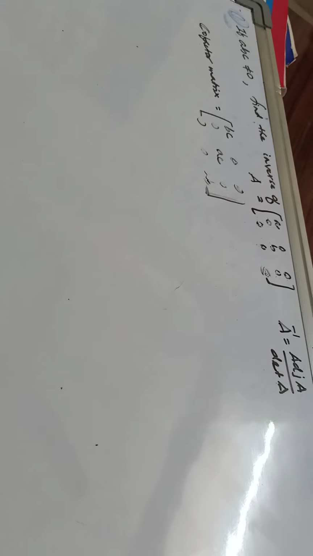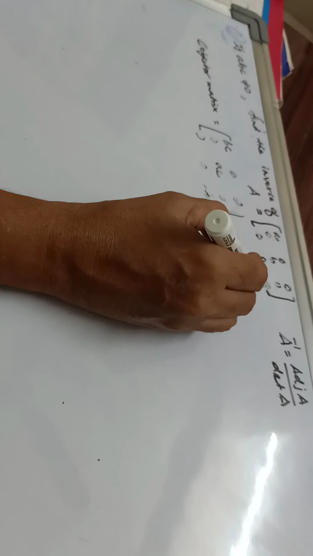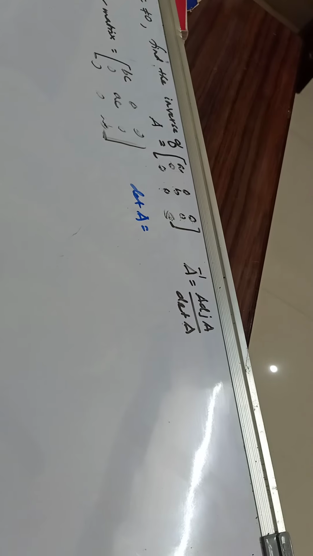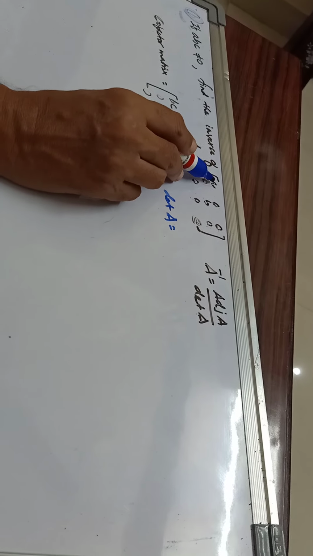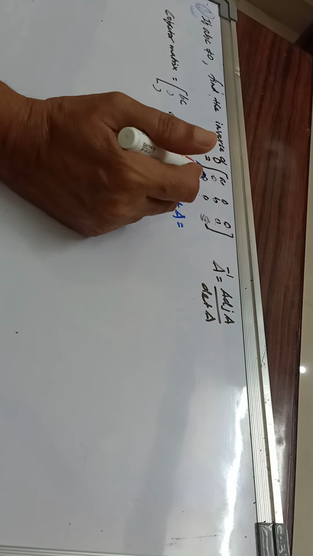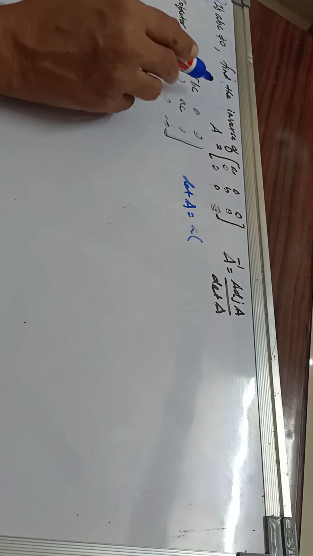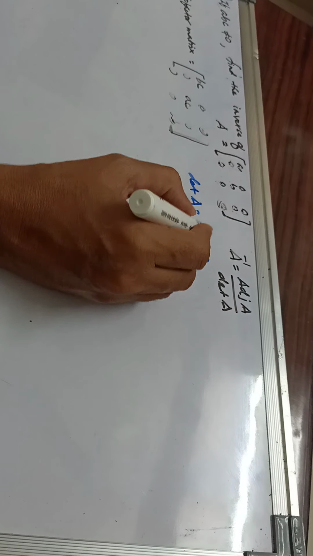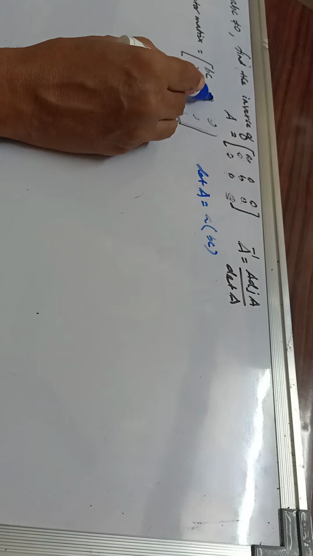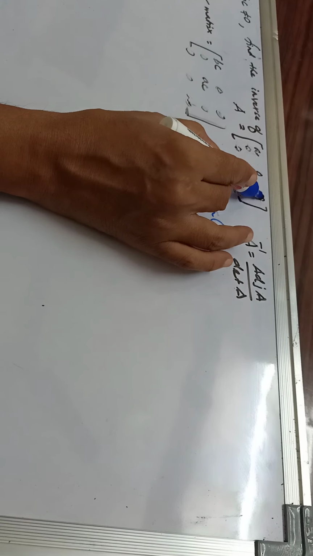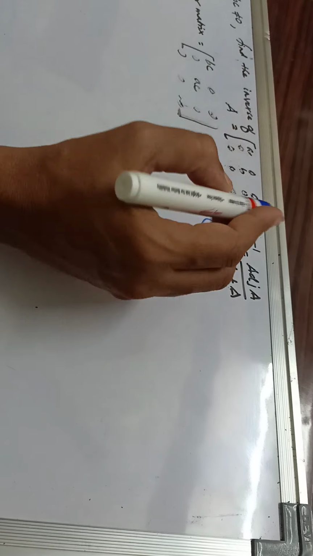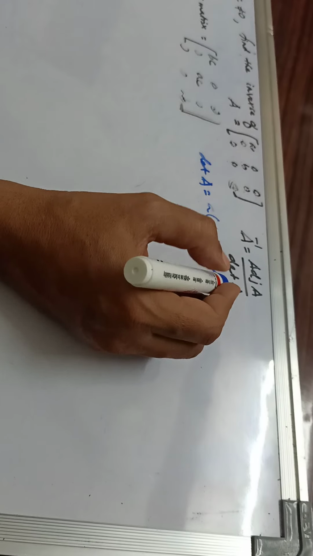So you find det A. How to find the determinant? Select one row or column and multiply every element of the row with its cofactor and add all the products obtained. Multiply A with its cofactor. What is the cofactor of A? BC. 0 into the cofactor of 0, that is 0. Plus 0 into the cofactor of 0, that is 0. So ABC, this will be the det.